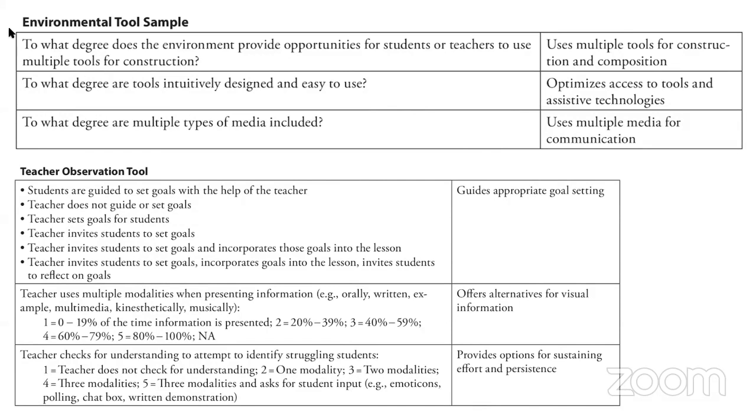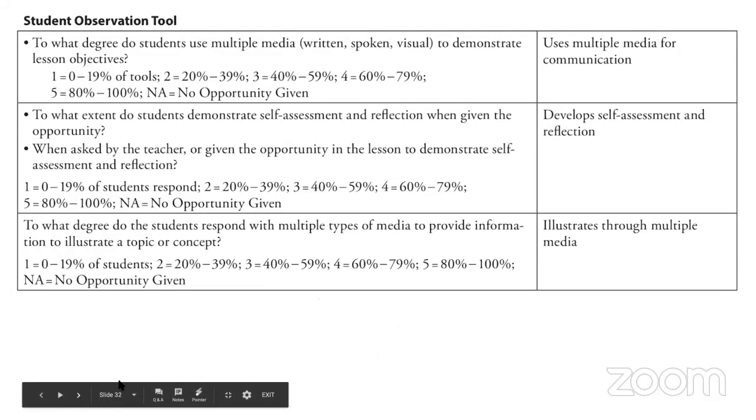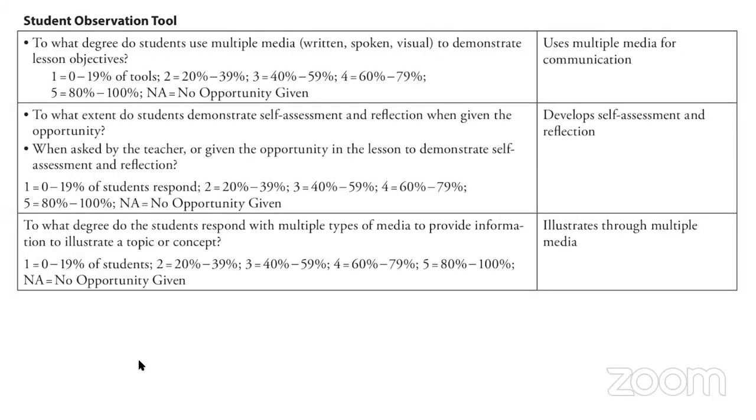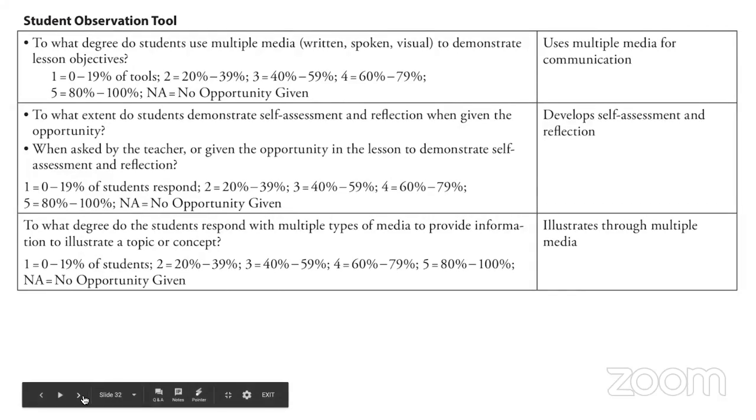So the environmental tool would look at things like, to what degree does the environment provide opportunities for students or teachers to use multiple tools for construction? The teacher observation tool, looking at students are guided to set goals. Teacher does not guide or set goals. Teacher sets goals for students, and looking at kind of what is done in each of those situations. And then the students observation tool is looking at, to what degree do students use multiple media to demonstrate lesson objectives, and so forth.